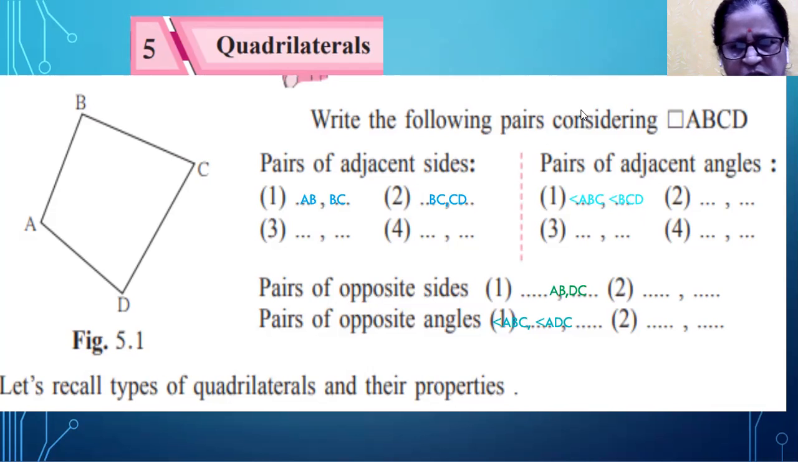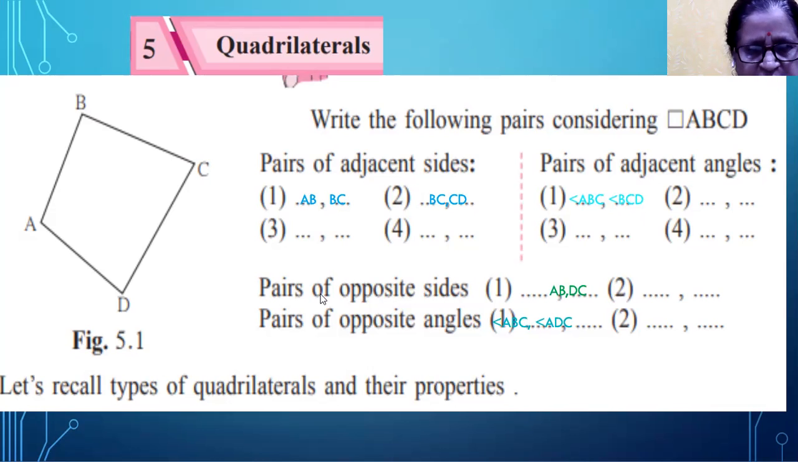And the next question is the pair of adjacent angles. Here we have to write the angles. This angle ABC is one angle and its adjacent angle is BCD. So here I have written one, and the remaining you do yourself. Take the knowledge of this and then fill in the blanks.